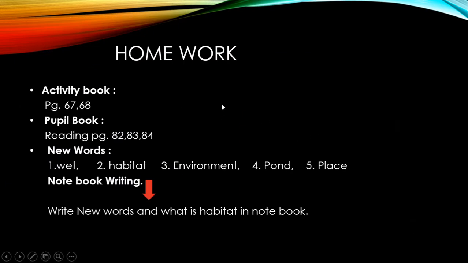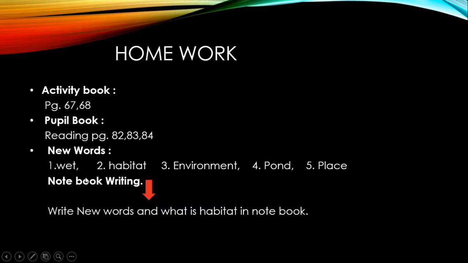Now the homework is, you will do your activity book pages number 67 and 68. If you have any doubt, you can ask me in my WhatsApp group. In the pupil book, you will read pages 82, 83 and 84. So you will understand in a better way what a habitat is and which types of habitats there are in the world.